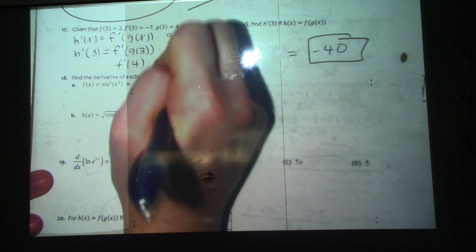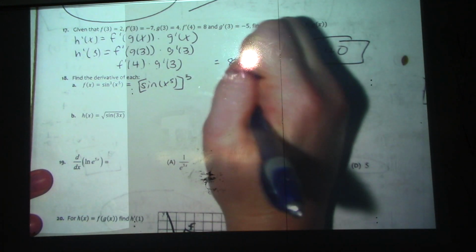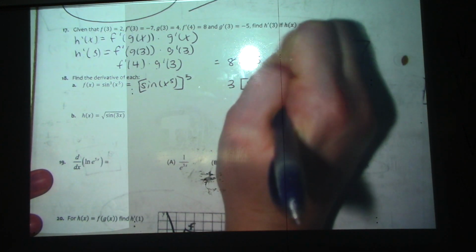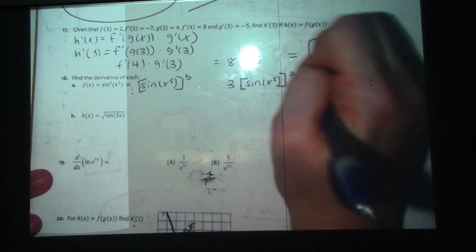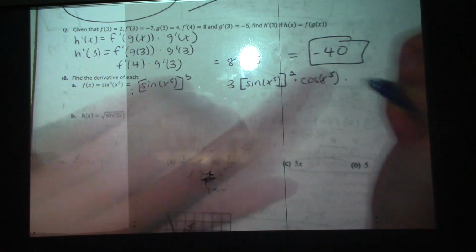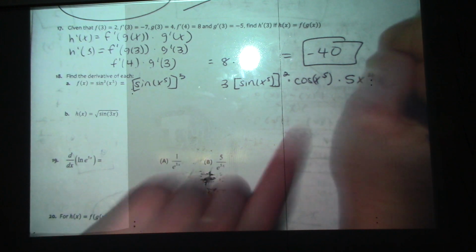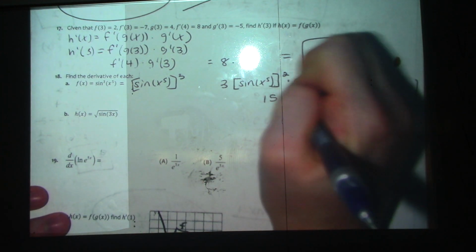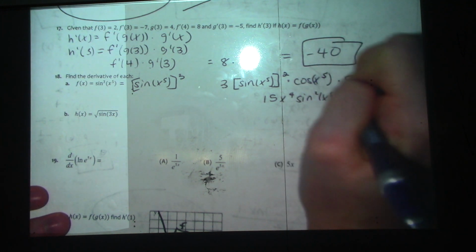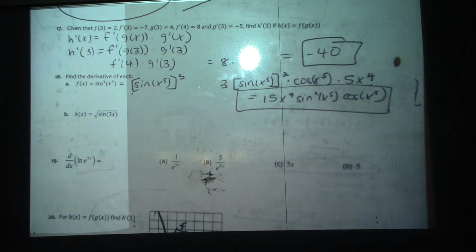Derivative of this, so I'm going to rewrite this. This is sine of x to the 5th, cubed. So when I take the derivative, I start with the outside. So bring the power down. That's sine of x to the 5th squared now. Times derivative of sine x to the 5th would be cosine x to the 5th. And then because I still have this inside function, I have one more chain. So that would become times 5x to the 4th. So then just to clean it up a little bit, this is 15x to the 4th sine squared of x to the 5th, cosine of x to the 5th. And that's your answer.